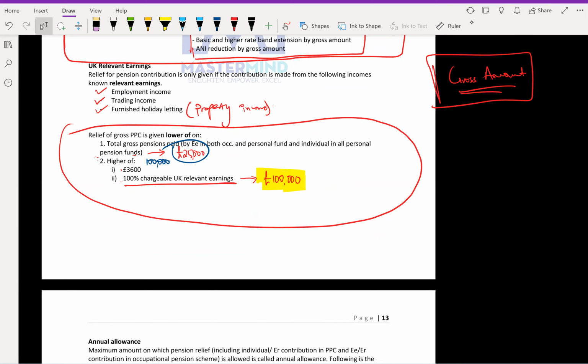Number two, for example, what if your UK relevant earnings are just 1,800 pounds? What is higher of then? 3,600, right? So in this case, 3,600 is higher.